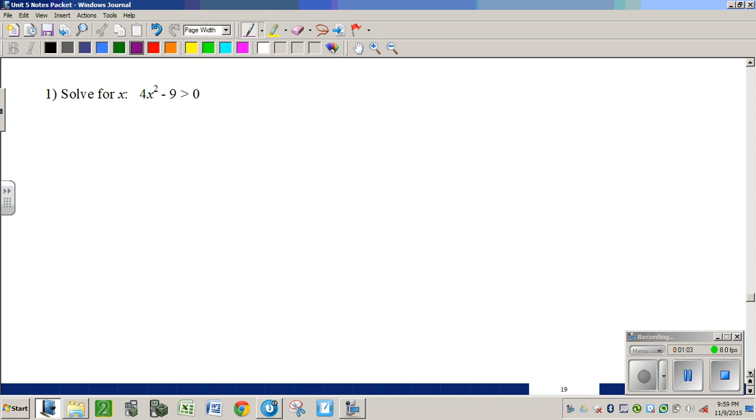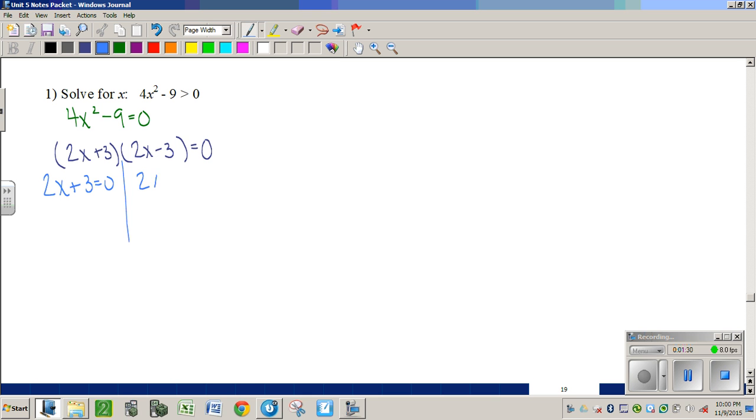Alright, taking a look at the first one. Remember, first thing is we're going to solve it just like an equation. So we have 4x squared minus 9 equals 0. That happens to be a difference of perfect squares, so I'm going to factor that. That's going to factor into 2x plus 3 and 2x minus 3. These are my two factors, so I'm going to set them both equal to 0 and come up with my two solutions.